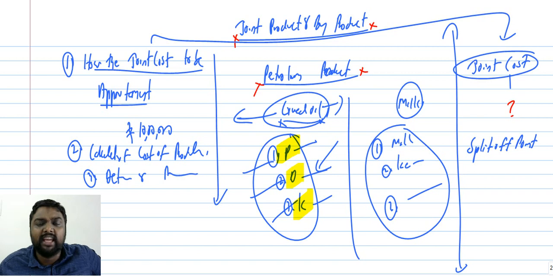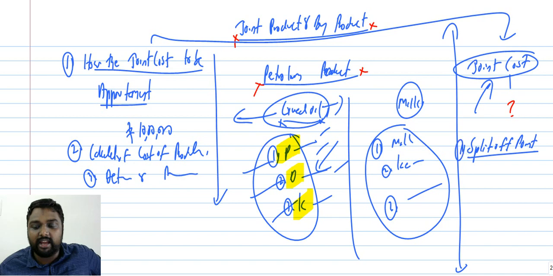So the level at which the products get their individual identity, we call the split off point. All the cost up to this point we call joint cost. This will be common. After this stage, each product gets its individual identity, so we can identify for what purpose the cost has been used. The joint cost we can't identify, because it is common for all.